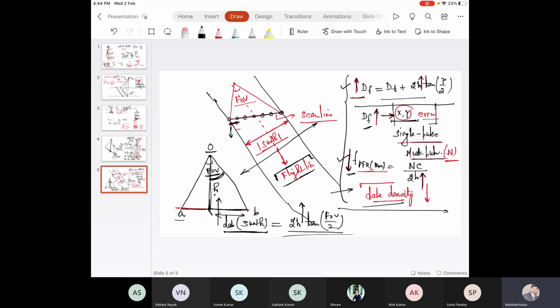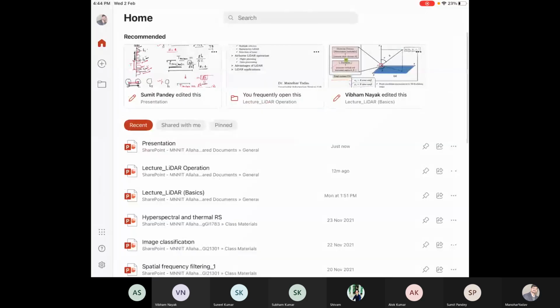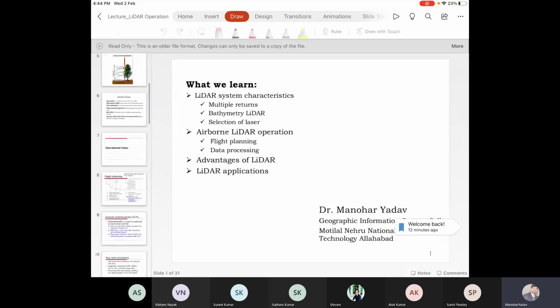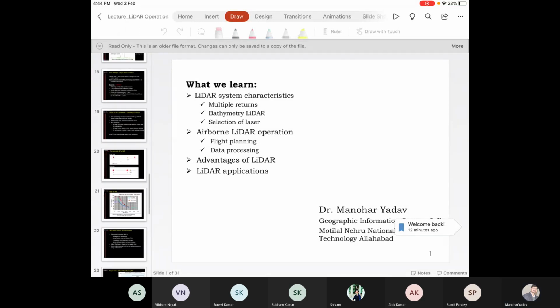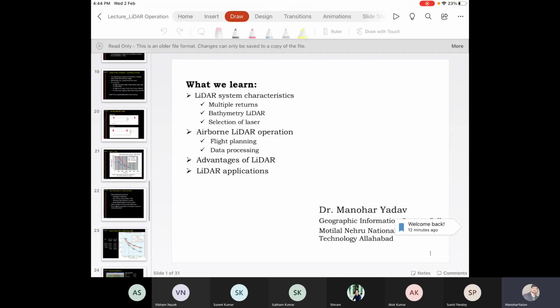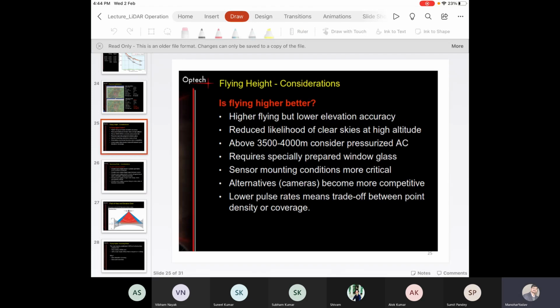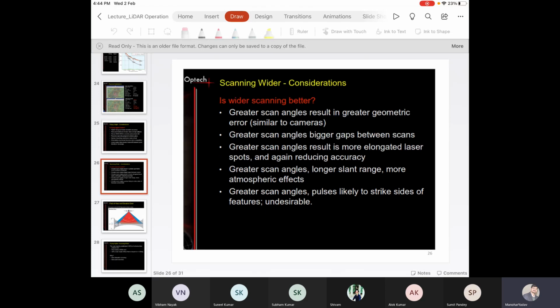So I hope it is clear now. So we have justified that. Is it better flying high? Yes, it is better in terms of cost of the survey, but it is not preferred if you want very high quality data. In that case, you should prefer to fly the aircraft at lower altitude. So is flying higher better? We have discussed it.